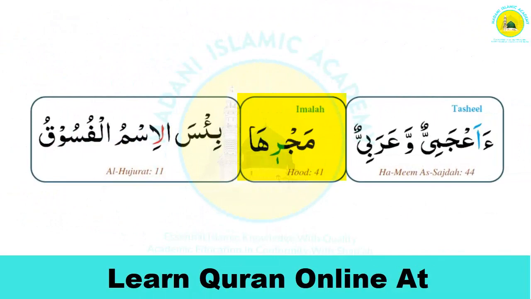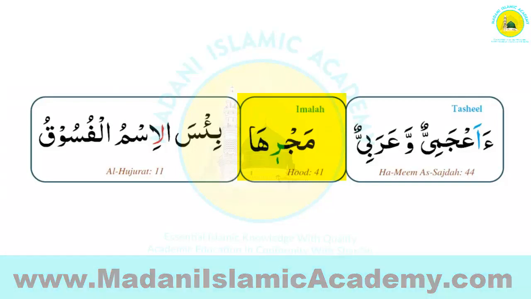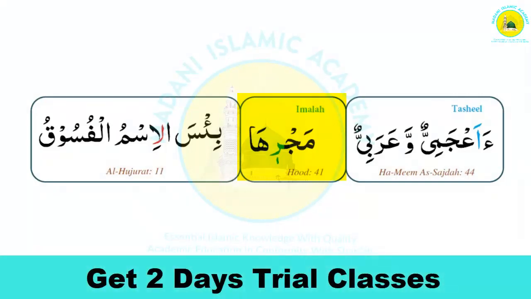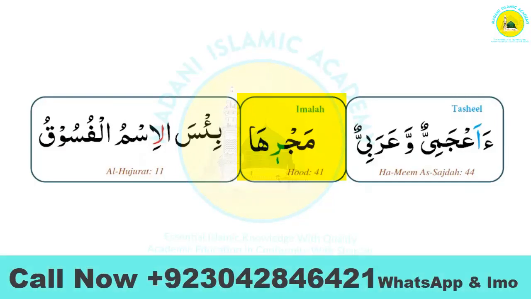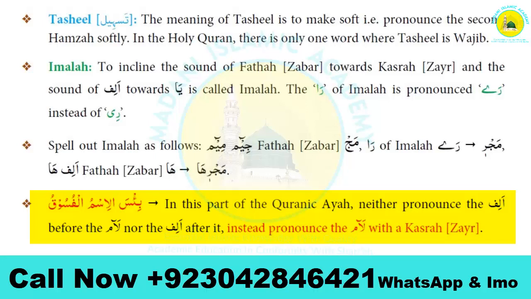So mim jim zabar maj, ra khadi zer re, maj re ha, alif zabar ha, maj re ha. Now there's only one imala in the Quran as well. So there's only one imala. So this is the rule here. Now the next one is bi'sa lismul fusuqu.